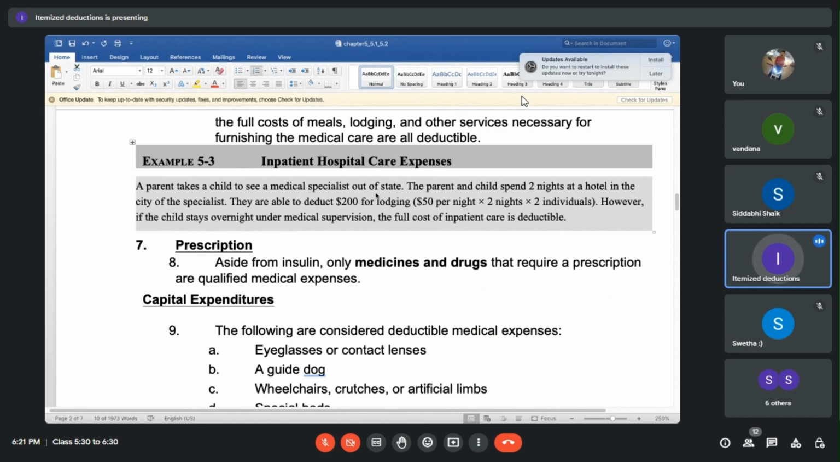You cannot go and stay in a 5-star hotel and pay $500 per night. I mean, you can do that, but we're not going to give you a deduction for that. So what they're saying is $50 per night. You can take it, and that's good enough. The main aim is only to go and see a doctor in a different city, and for that we need to do a night stay. Then $50 per night is good enough. Yeah, so that is all deductible.